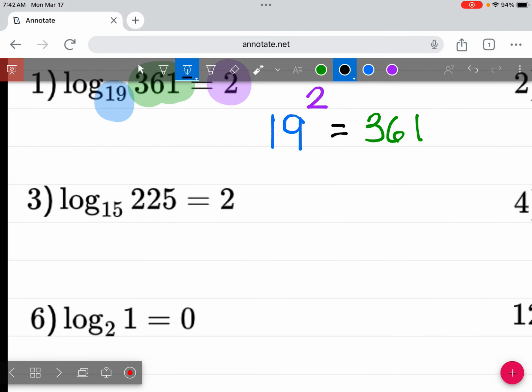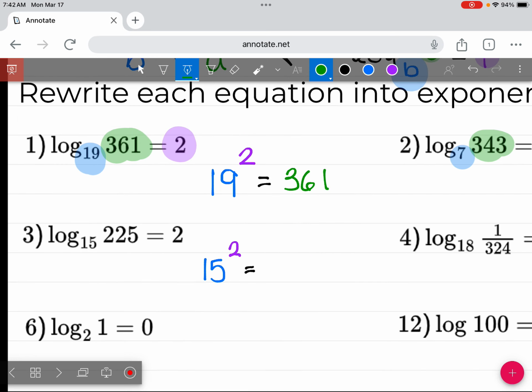So for number 3, what's my base? 15. What's my power? 2. And we know it's going to equal our argument, which is 225, the only piece we have left. So it's all about switching the pieces.